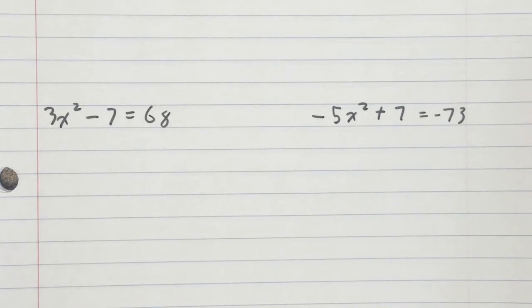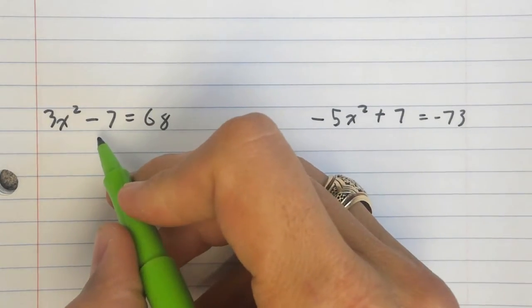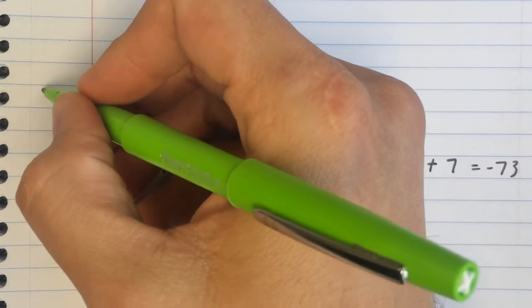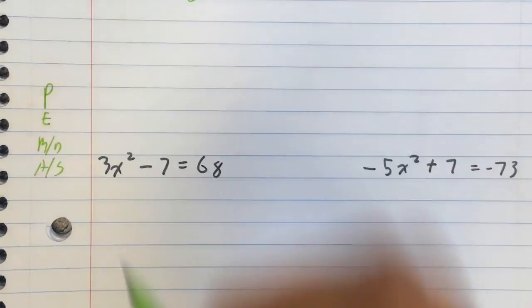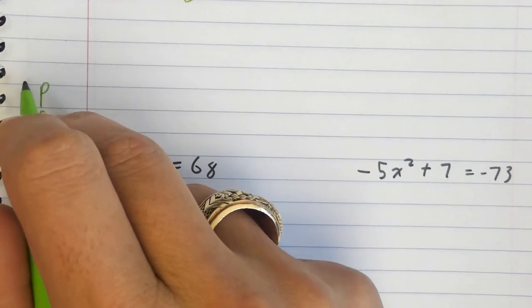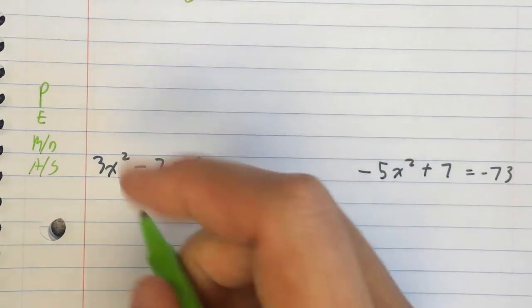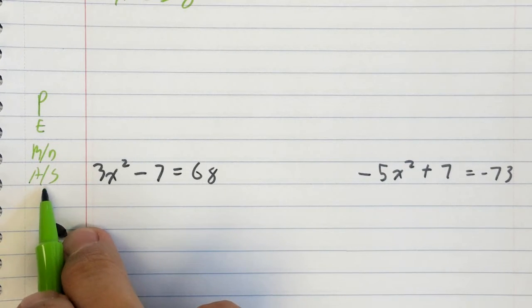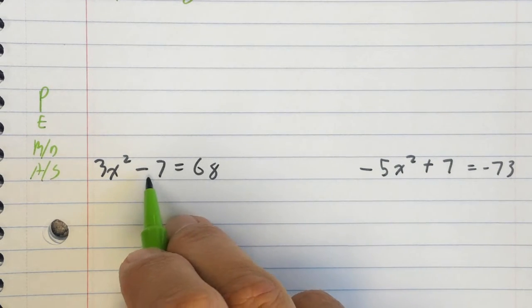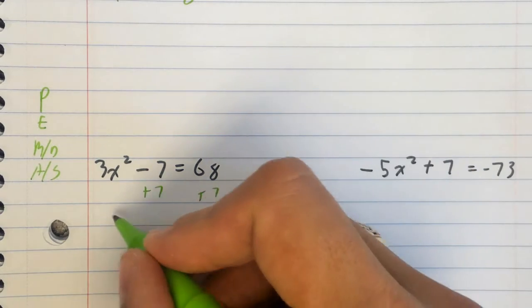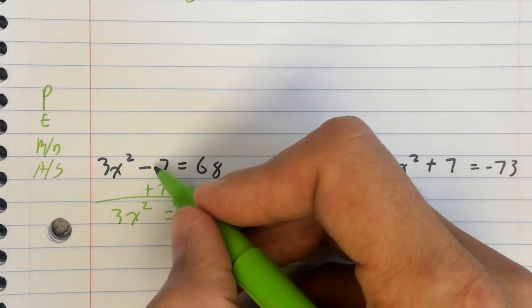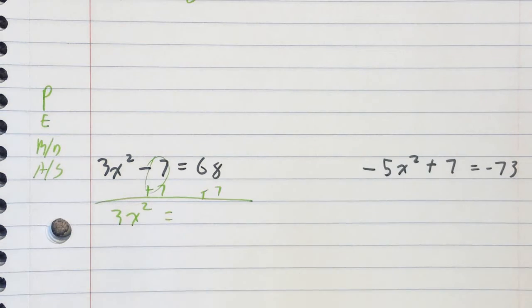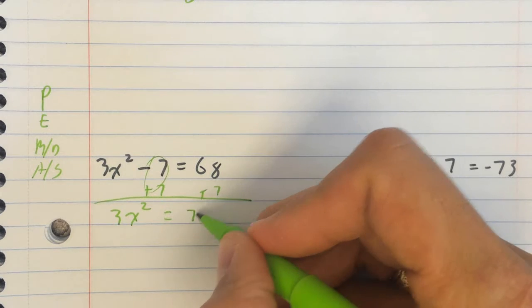Now let's have one that is slightly more complicated. First thing we need to do, well, let's go through PEMDAS again. Parentheses, exponents, multiplication, division, addition, subtraction. We always work backwards. So we're going to get rid of addition and subtraction first. Here's subtraction, so we're going to do the opposite. Plus 7, plus 7. We have 3x squared is equal to, those are 0 pairs, those go away to 0. 68 plus 7 is going to be 75.